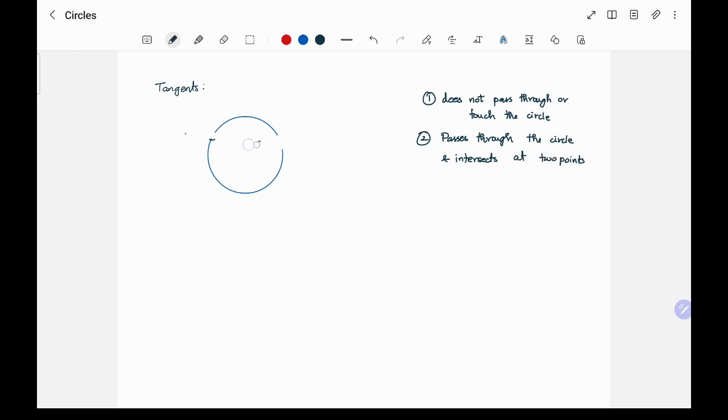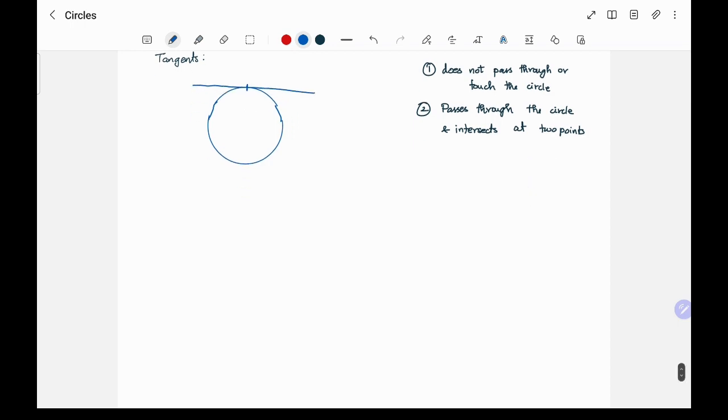So what is the third kind? The third kind is the line just grazes over. It just touches the circle at one point. So this kind of line is called a tangent, or tangent to a circle.